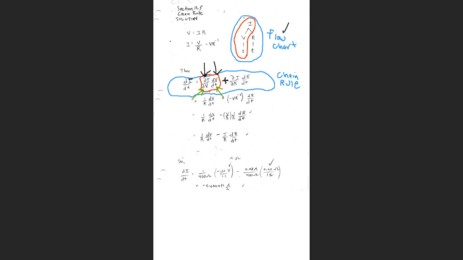The more the current varies with the voltage, the more that's going to affect how current varies with time. So it's a multiplicative effect.